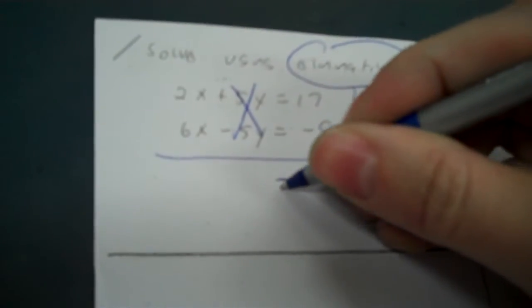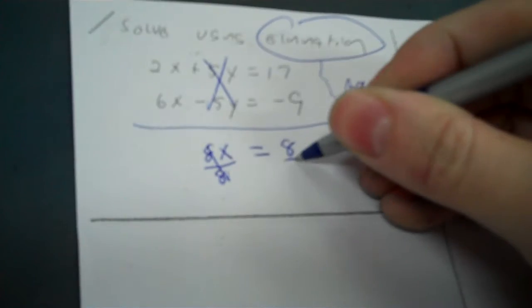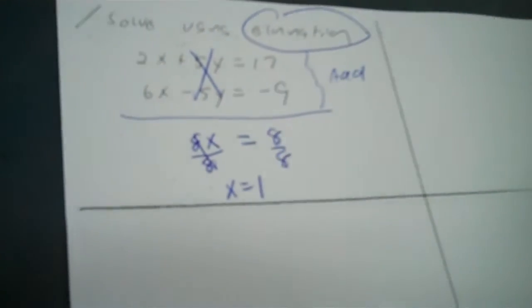So always let's add. Let's take 2 plus 6, that's 8, so those do not eliminate. Let's add 5 plus negative 5, that is a 0, okay? So those eliminate, so eliminate the y's. Okay, so remember that's 8x, and over here add those, that'd be 17 plus negative 9. That's 8. Now divide both of those by 8, and 8 divided by 8 is 1. Okay, so your x is 1.